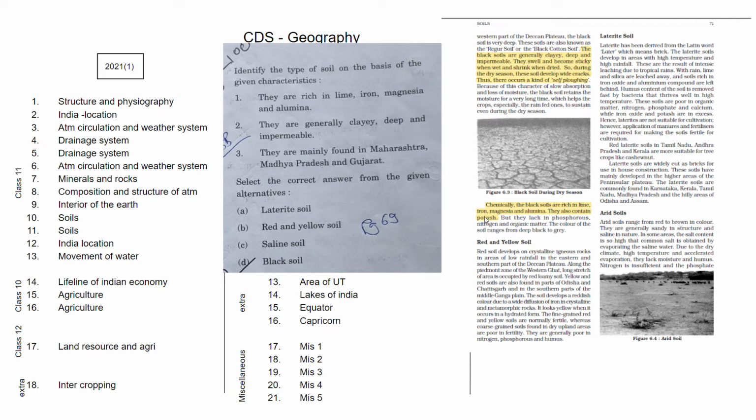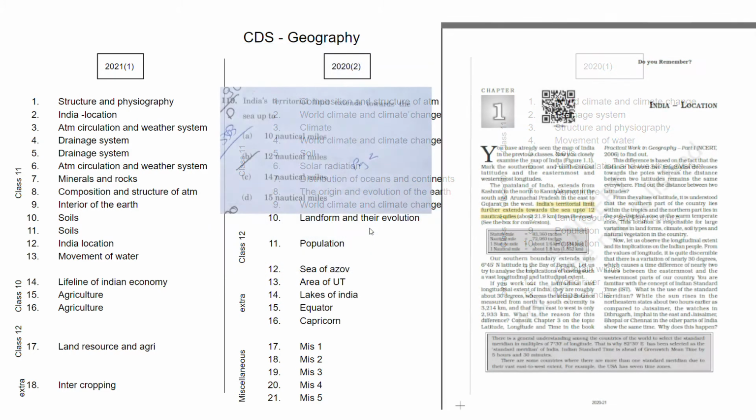Okay, chemically, the black soils are rich in lime, iron, magnesium, and alumina. They also contain potash. So now look at the statements. They are generally clayey, deep, and impermeable. Yes, it is mentioned here. They are rich in lime, iron, magnesium, and aluminium. It is mentioned here.